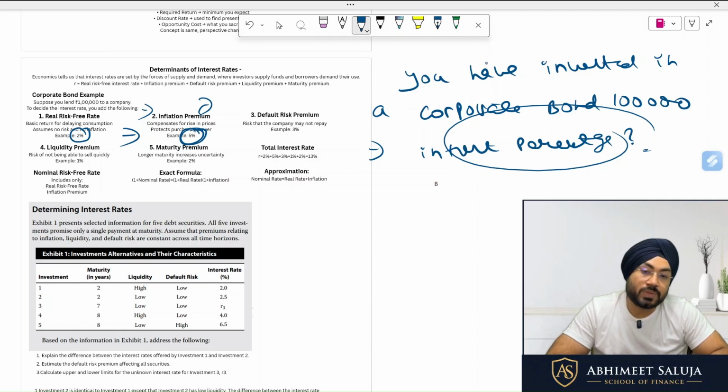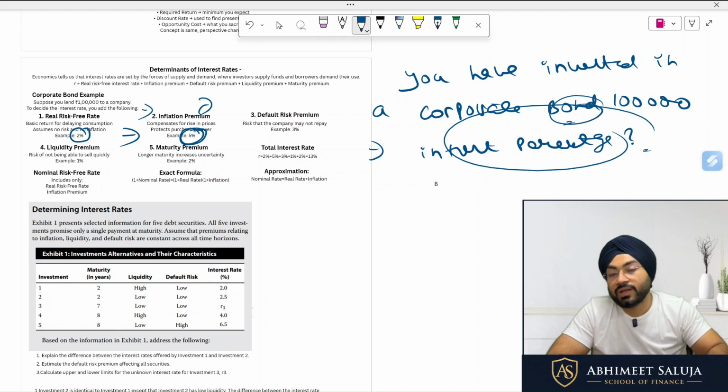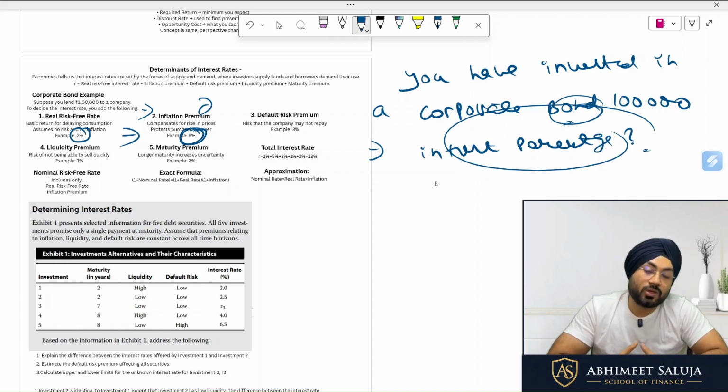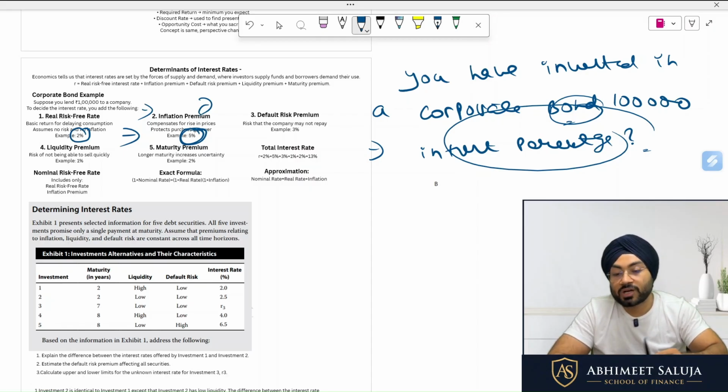Third being the default risk premium. What if this corporate bond defaults? It doesn't repay you the actual 100,000 that you have invested. All right, it defaults. It doesn't even give you the interest nor the principal amount. You are afraid of that. You need some kind of compensation for that. That is basically default risk premium, the risk that the company may not repay. You demand a 3% compensation for that.